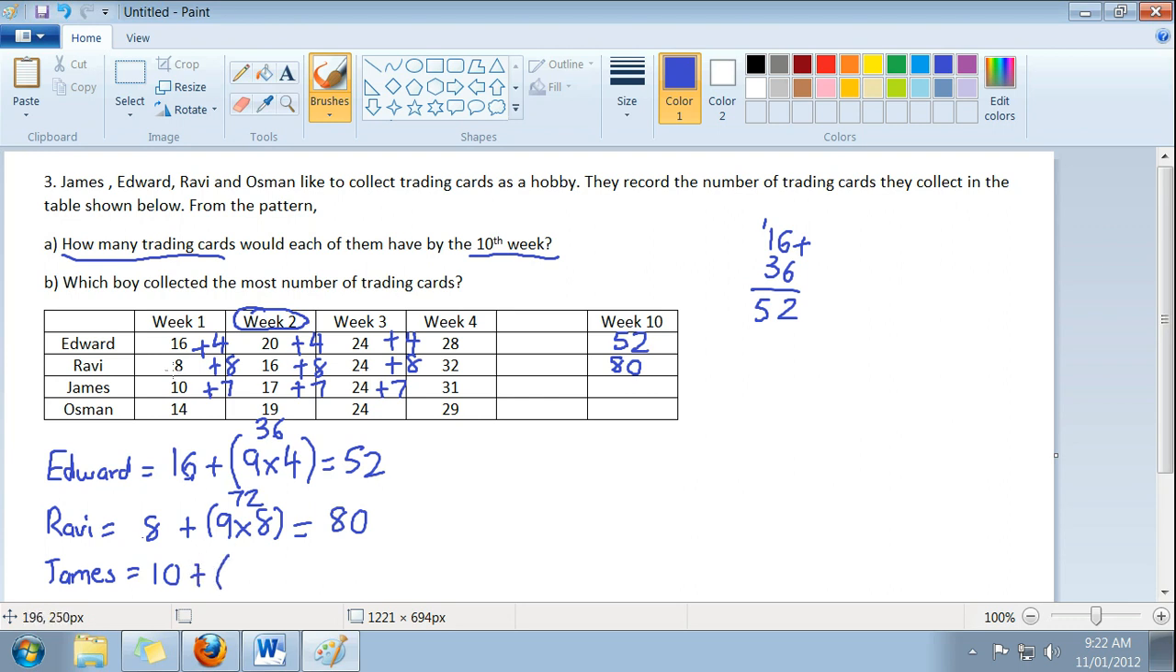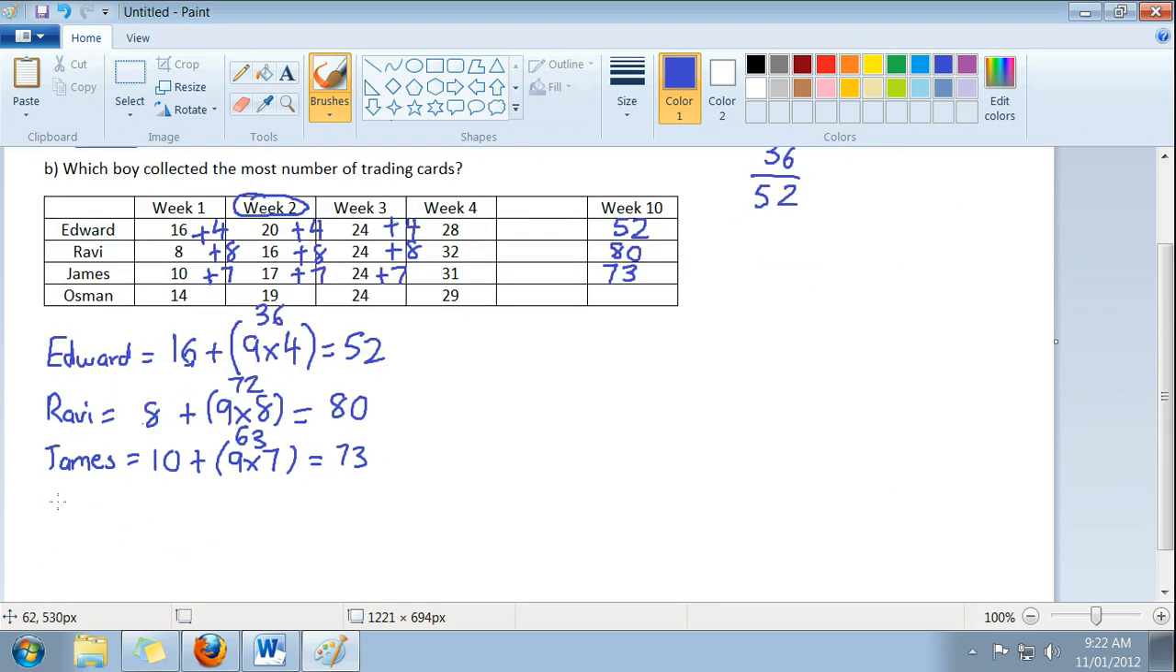And we know that to get from week 1 to week 10 is 9 weeks. And the pattern is we're adding 7, so we can write times 7. Okay? 9 times 7 is 63. 10 plus 63 is 73. Alright? So James has 73. Osman.